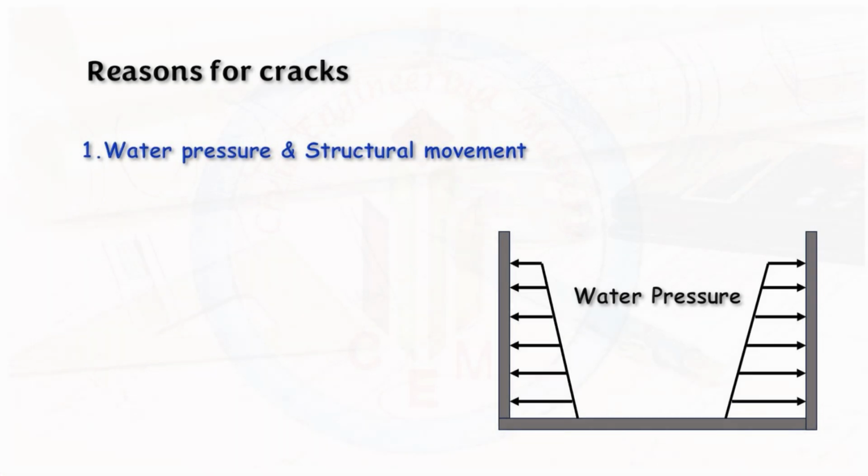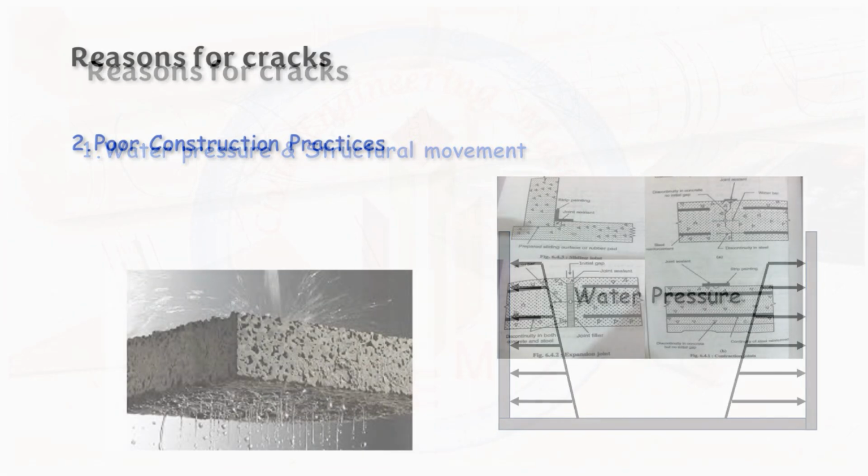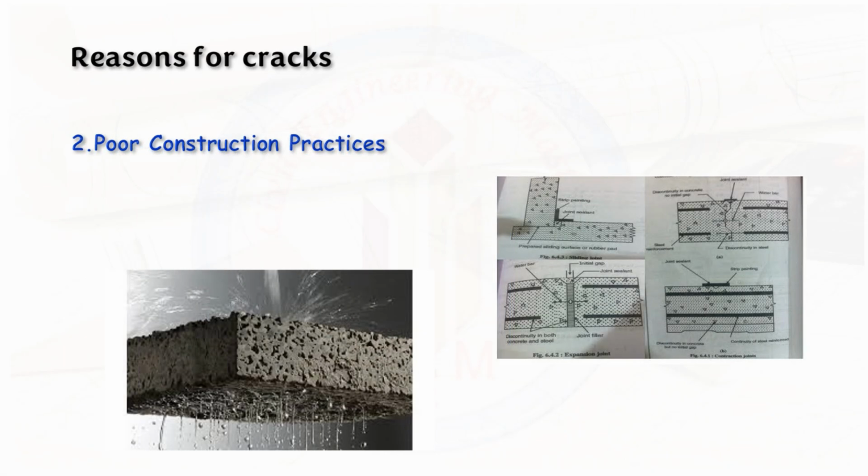First reason is water pressure and structural movement. The variable water pressure inside the tank can cause structural movement leading to cracks in the walls and floors. Next one is poor construction practices. Inadequate treatment of joints and excessive porosity in the concrete can lead to leaks and cracks over time.